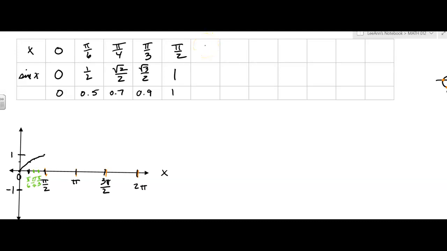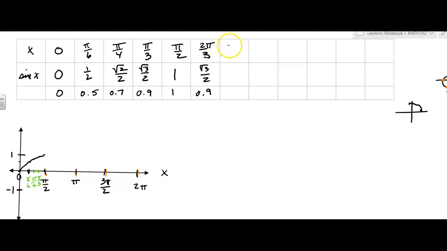I don't know if I have enough boxes. Okay, so the next one is going to be 2 pi over 3. So now I'm in the second quadrant. So back over here where I had my little thing, if I'm going around, I did the first quadrant. Now I'm in the second quadrant. 2 pi over 3, that is going to also be 0.9. Okay, so it's the square root of 3 over 2.